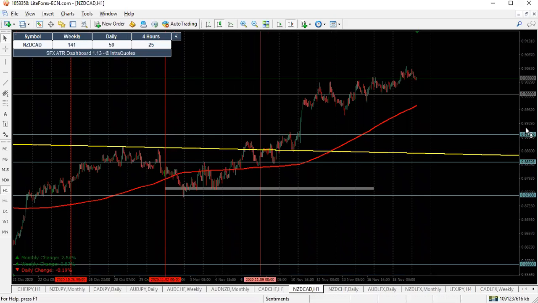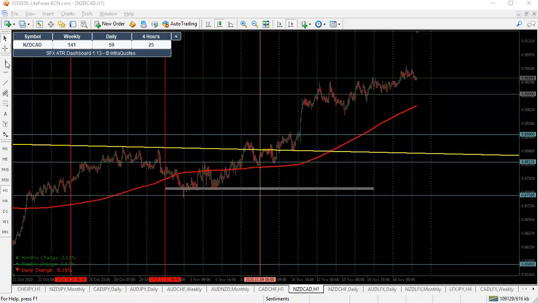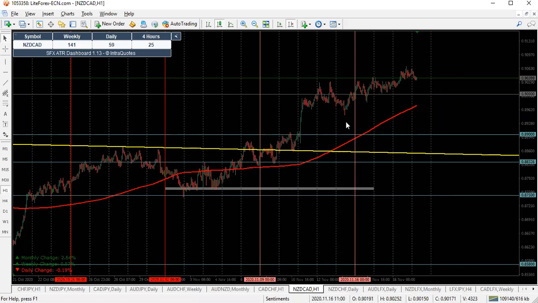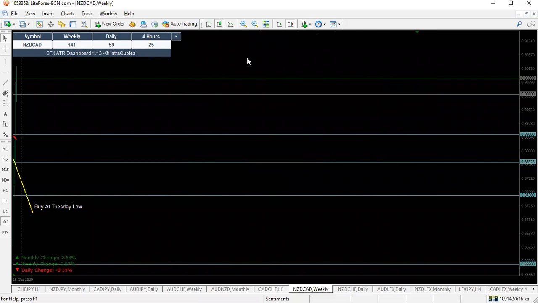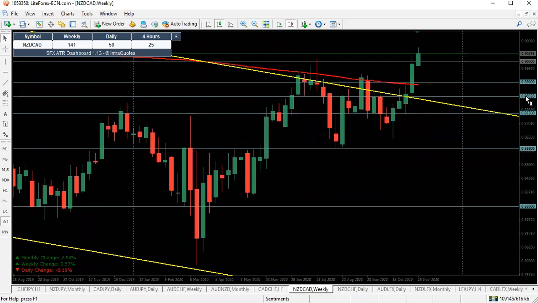Okay, here NZD should be bullish. If it's a risk-on environment, I think NZD should be the strongest against the CAD. The risk-on environment like now, I don't have any reason to short the NZD, but I only have reason to long the NZD against the CAD. But currently I do not have any trade set up.